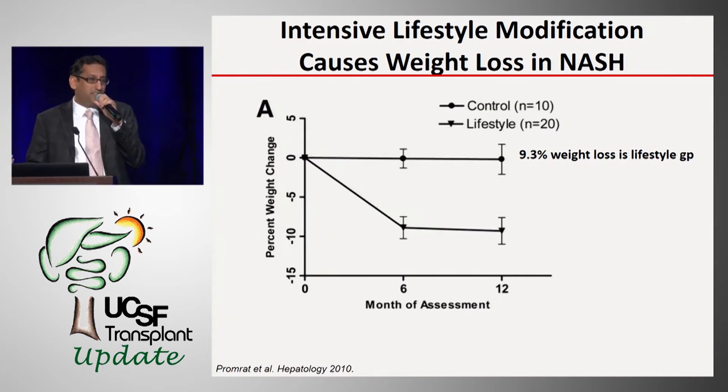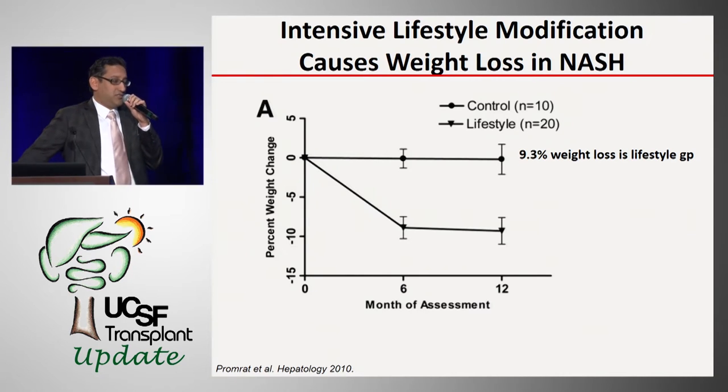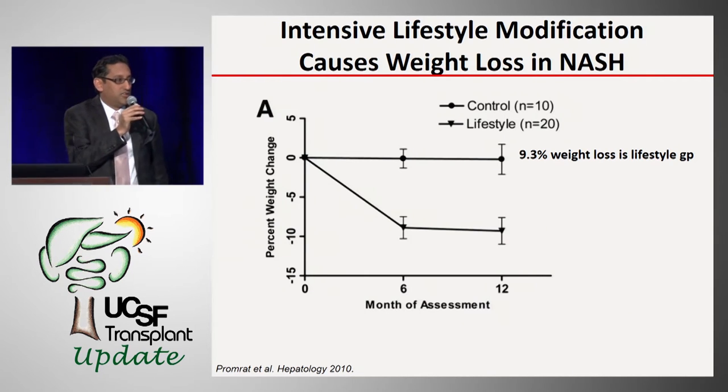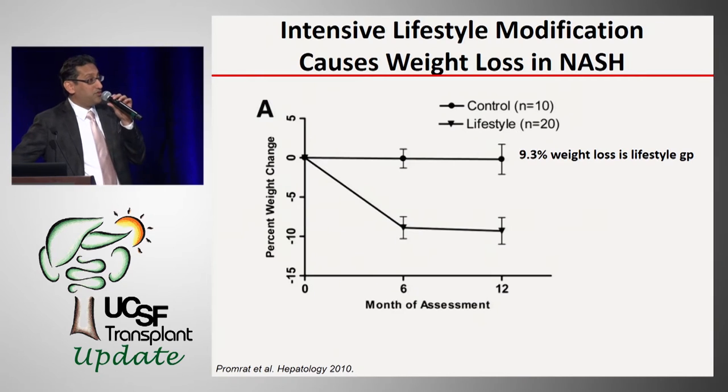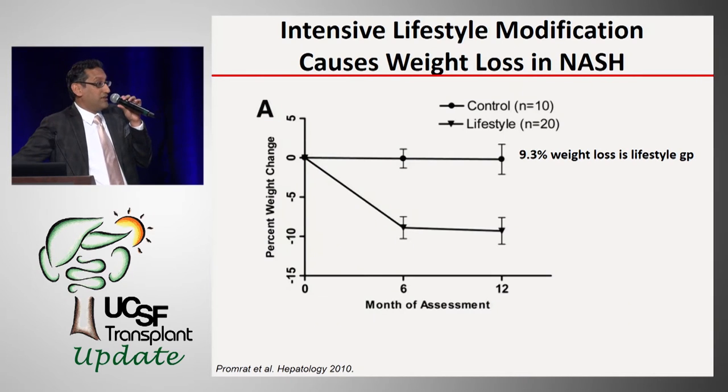When you look at lifestyle modification, this is an important study in which they divided patients into two categories. One was just the regular control arm, where they met with a dietitian and were told to lose weight, which most of us do. But we know that most of our patients are unable to lose weight. In the second arm, they met with a dietitian on a regular basis. They had to have 1,000 to 1,500 calories per day. They had a pedometer, and they had to walk 10,000 steps per day. They found that there was an average of 9.3% weight loss in the lifestyle group.